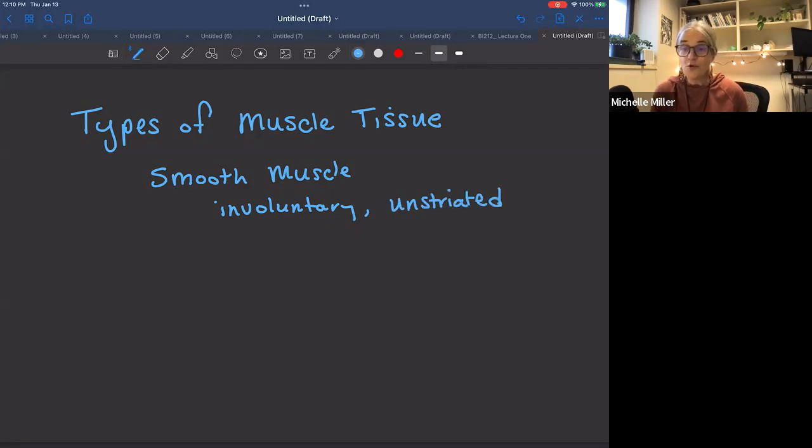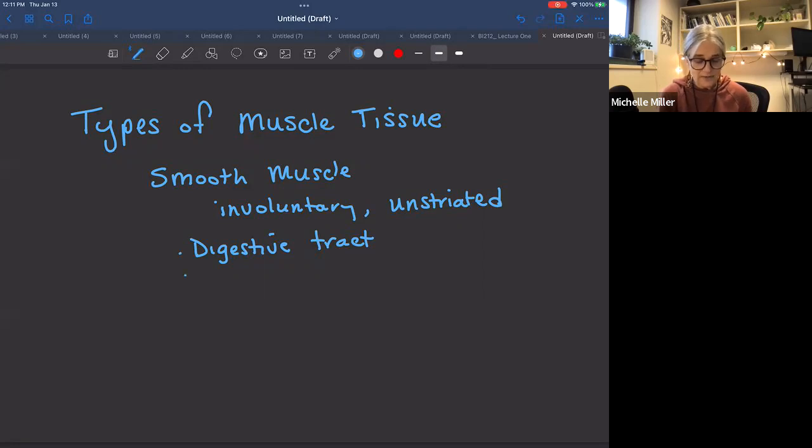It generally forms sheets of tissue. And so, for example, one place where this is located is in the digestive system. So your digestive tract. When we look at the digestive tract, it has a layer of circular muscle and it has a layer of longitudinal muscle. And this allows for this rhythmic contraction and relaxation that forces food down through your digestive tract. So that is an example of where it is found.